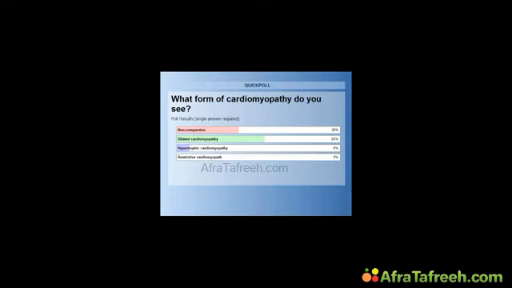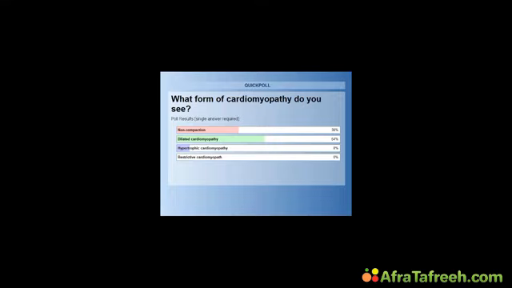38% of you say it's non-compaction. 54% say it's just simple, plain old dilated cardiomyopathy. 8% say it's hypertrophic cardiomyopathy, and no one thinks it's restrictive cardiomyopathy. Well, I would say both. Those who said it's non-compaction and dilated cardiomyopathy and hypertrophic cardiomyopathy are somehow right. Now I'll tell you the story of this patient.